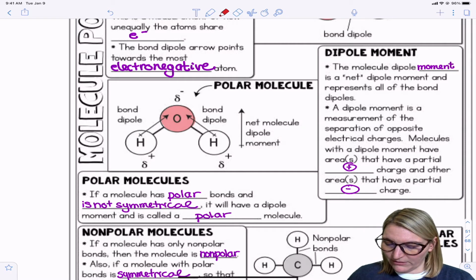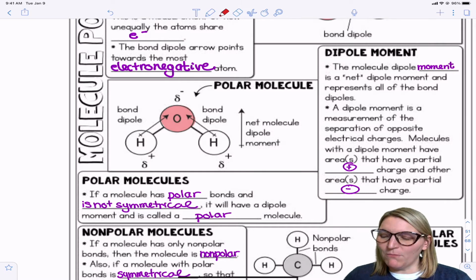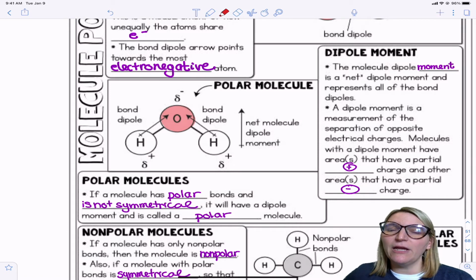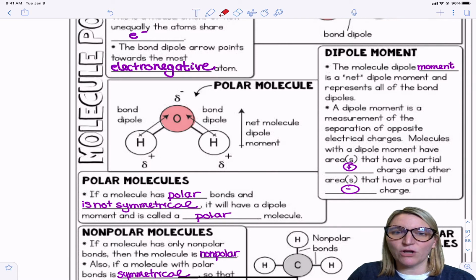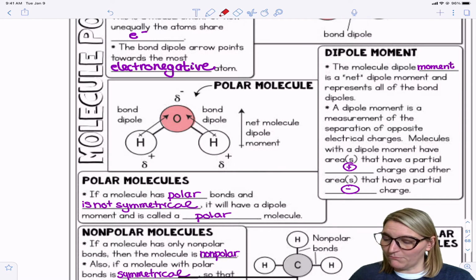A polar molecule is defined as: if a molecule has polar bonds and it is not symmetrical, it will have a dipole moment and it is called a polar molecule. If you look over on the right-hand side to the dipole moment, the molecule dipole moment is a net dipole moment representing all of the bond dipoles. It's sort of summing up all of the polar bonds together and looking at, in this molecule, is there a region of negative charge and a region of positive charge? Or are the electrons evenly distributed in the entire molecule? So not just the bond, the entire molecule, right?